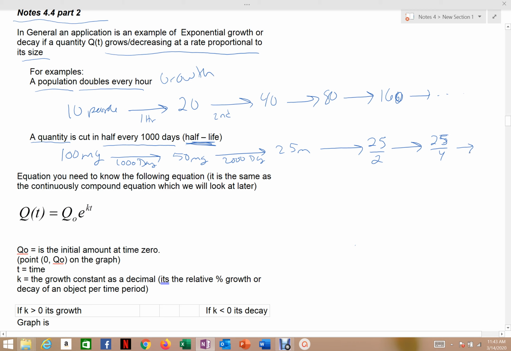Now, they never reach 0. But they get so small we would consider them 0. Again, we cut in half every 1,000 days. And that's an example of exponential decay, when it's decreasing. And so in this case, it would be decreasing by 50% every 1,000 days. That's the percent at which it decreases. Every 1,000 days, it loses 50% of the previous amount.